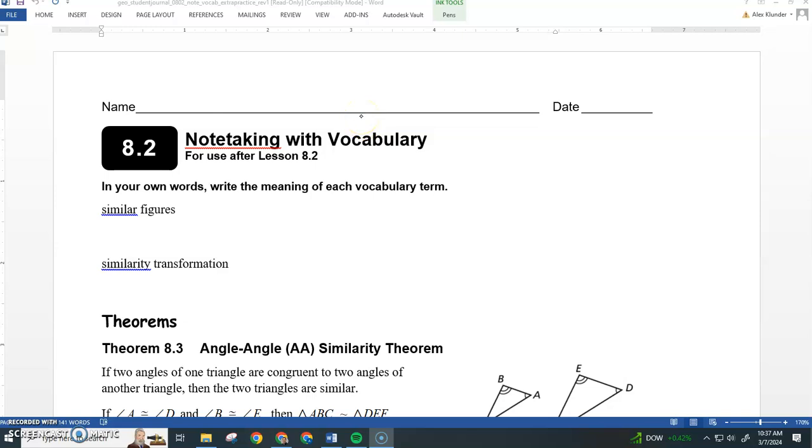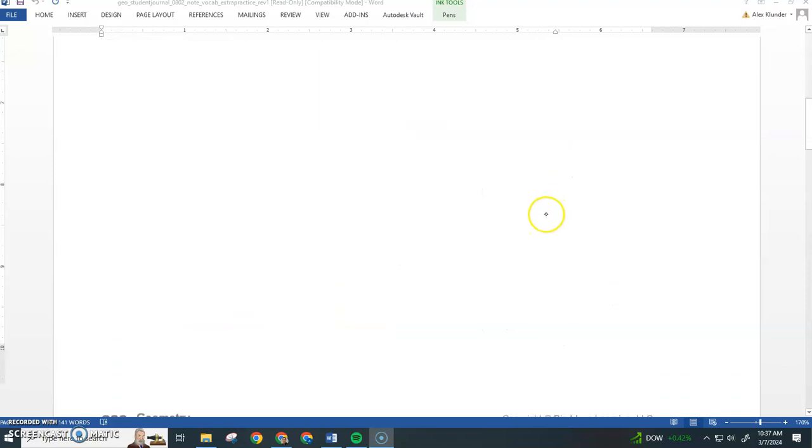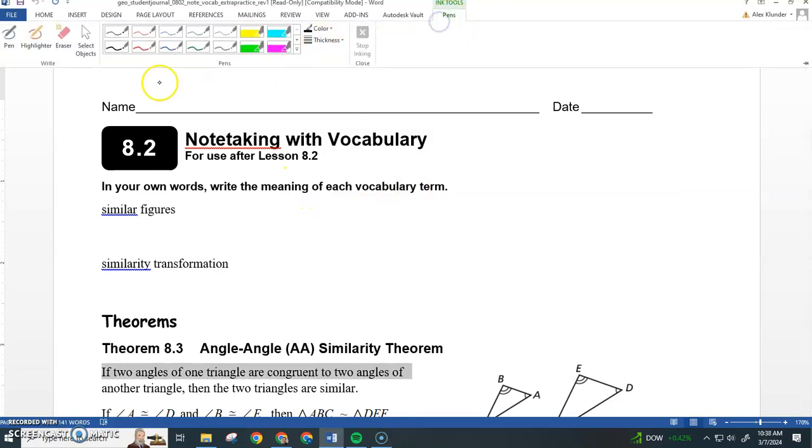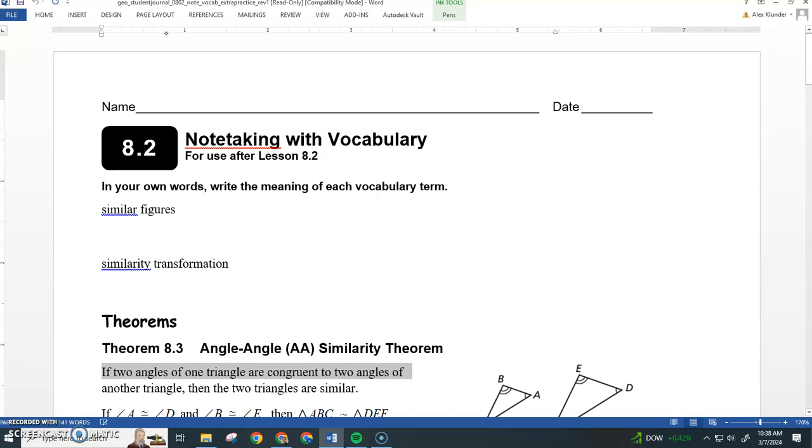All right. Hey, guys. If you haven't already, go ahead and get out your note-taking guides. We need to go through 8.2, which is on page 228. So 8.2, page 228. We've already talked about this a little bit, looking at what it means to be similar.